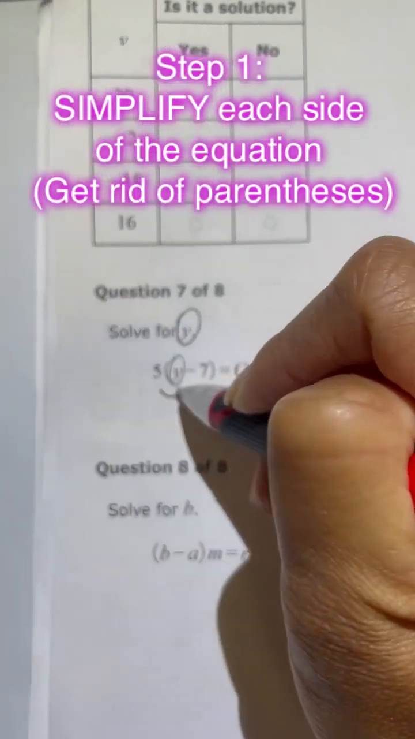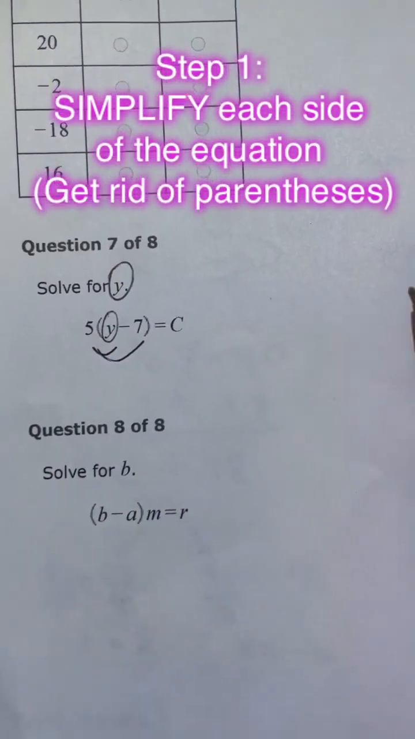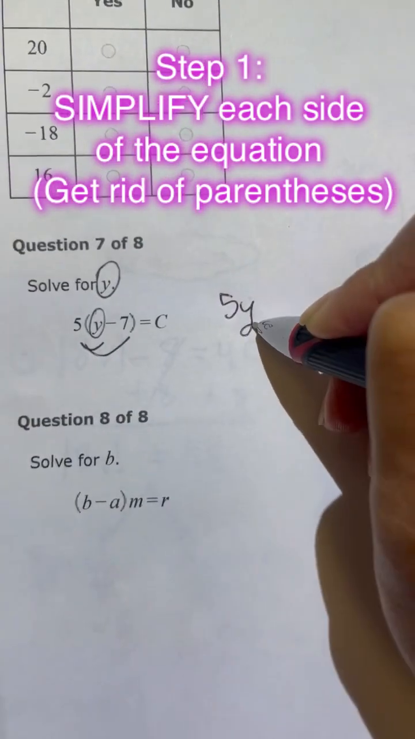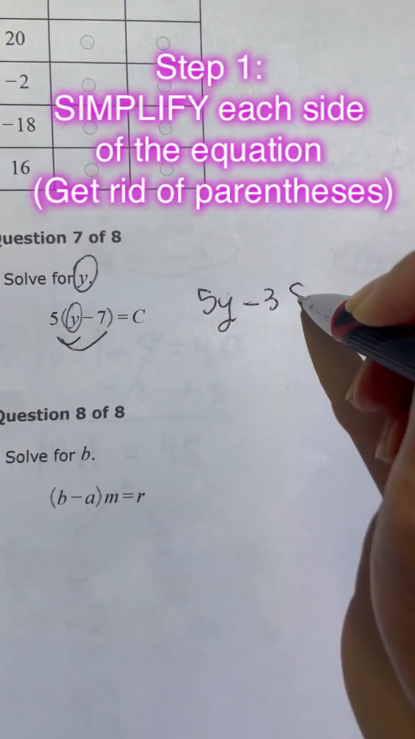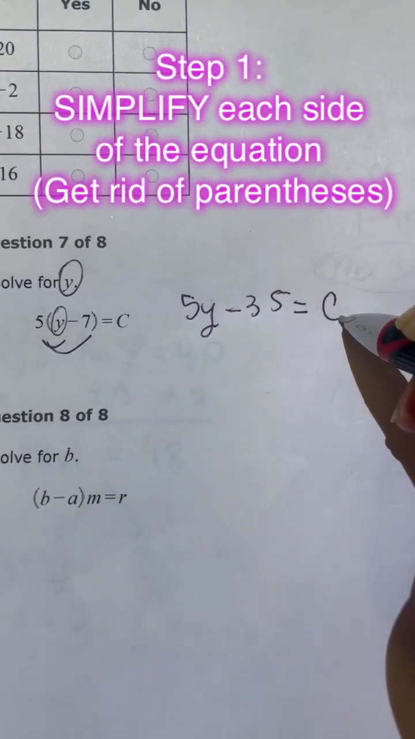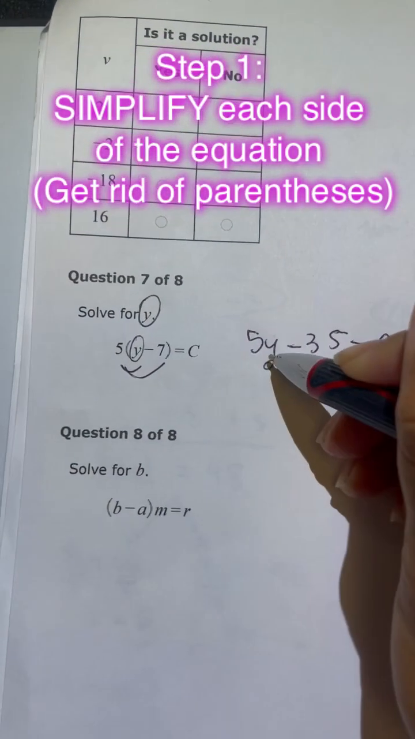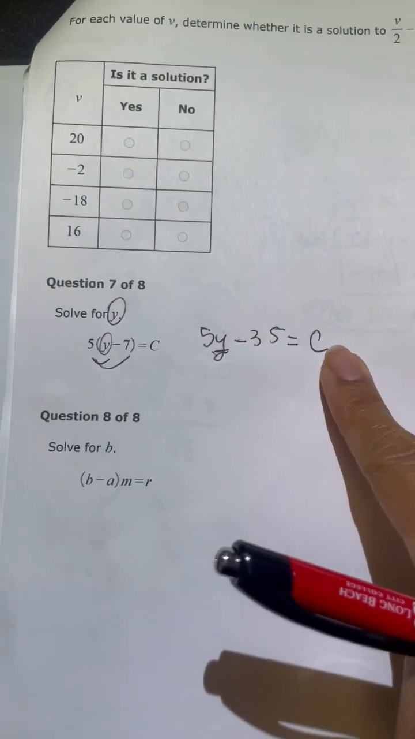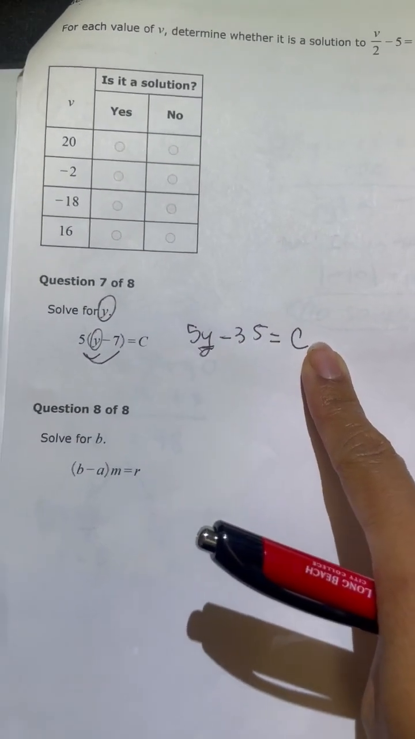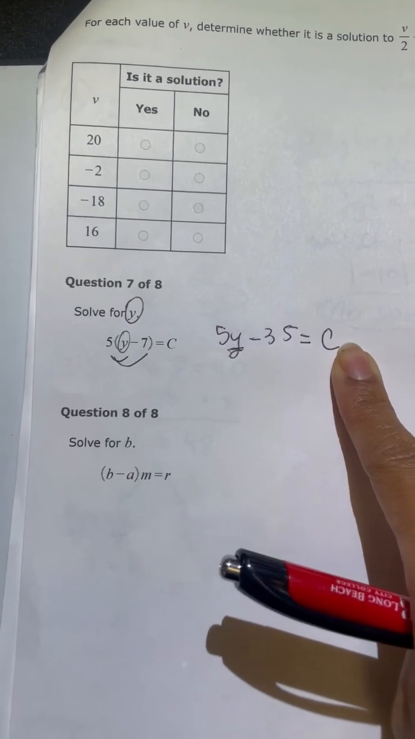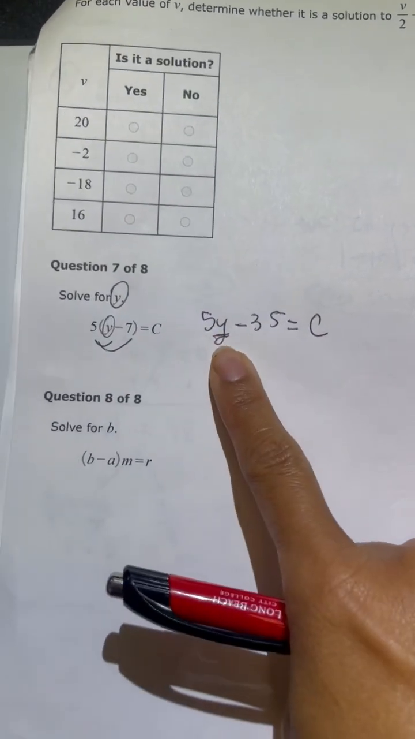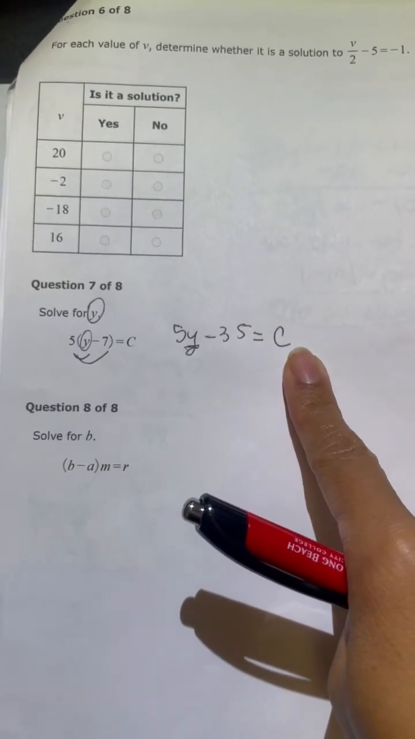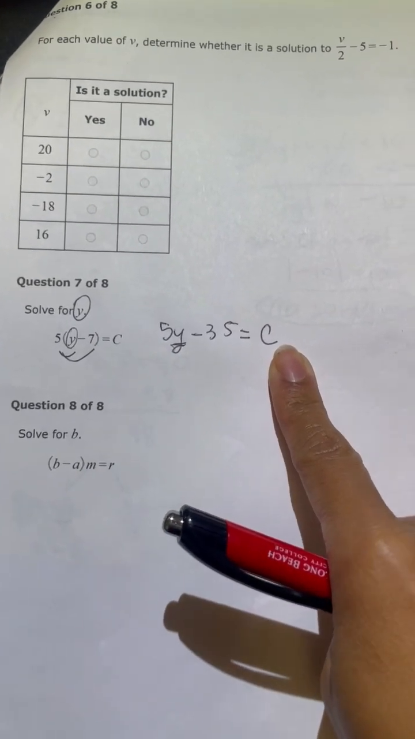So we're going to distribute the 5 through. So when we distribute it, we get 5y minus 35 equals c. And I always keep note of which one I'm solving for, the y, right? Even though there's a c in there, so what? It's fine. The c is just another noun, another subject in the equation. So there's my y. The left side looks pretty, the right side looks pretty. That was step 1.